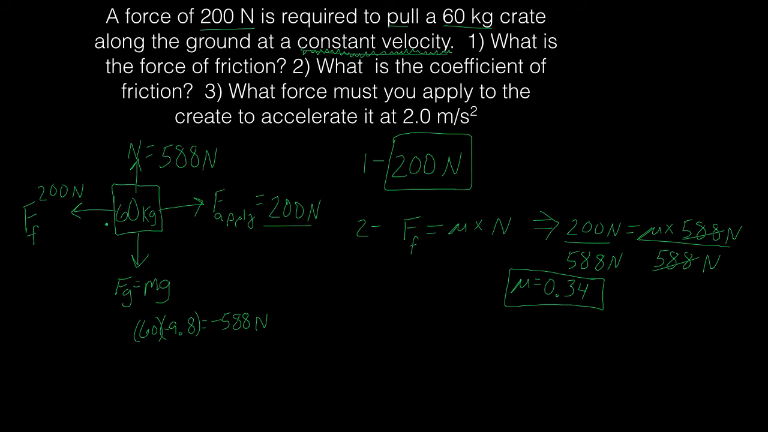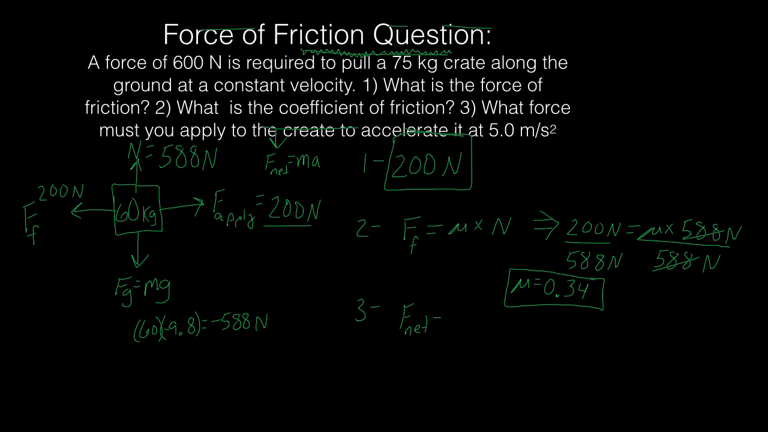So before, the forces were balanced and we were going at a constant velocity, but now we want to accelerate the crate at 2 meters per second squared. Whenever you see acceleration in these problems, think about Newton's second law, which says the force net is equal to ma. So down here on number 3, force net is equal to ma.